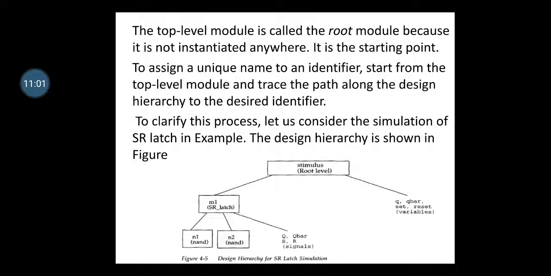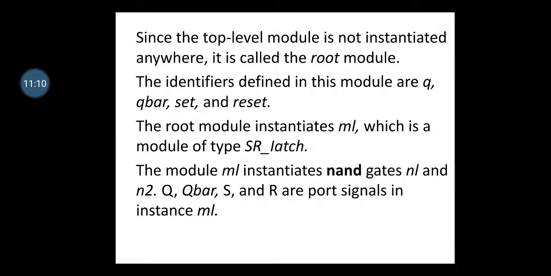The same type of hierarchy is followed in any organization. We will have this type of design hierarchy for its own internal operations also. Since the top module is not instantiated anywhere, it is called the root module, also called the base module or the starting point. The identifiers defined in this module are Q bar, set and reset. Similarly, the root module instantiates M1, which is a module of type SR latch.